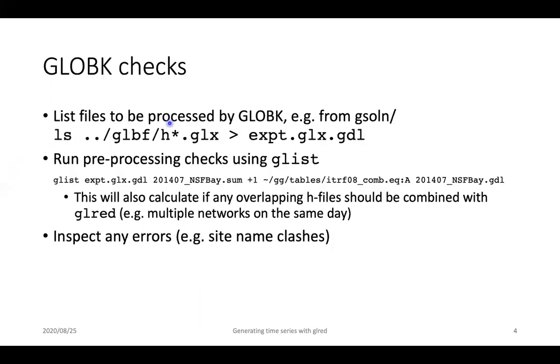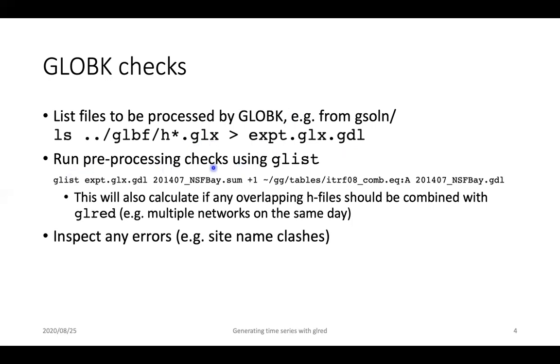So then we would list the binary H files that we want to use in our solution. Generally speaking, we prefer the GLX solutions. So if you remember from previous webinars, this is a global loose solution with fixed integer ambiguities, or at least as much as possible. The only exception to this is we do not think that this is a good idea for GLONASS processing because the ambiguity resolution is poorly constrained and potentially slightly incorrect. So for GLONASS processing, we prefer the GLR extension of the binary H files. So just be careful when you're creating your experiment list of H files to include in GlobeK that you are using the GLX files for all other constellations apart from GLONASS. For GLONASS, we generally recommend using the GLR suffix.